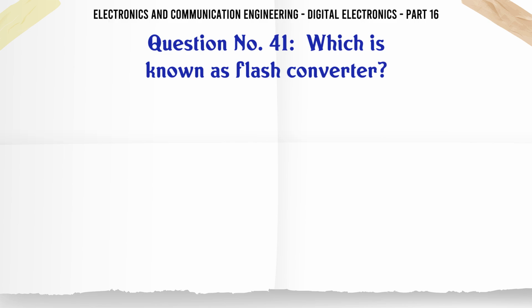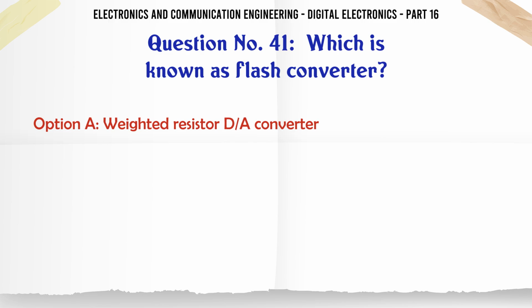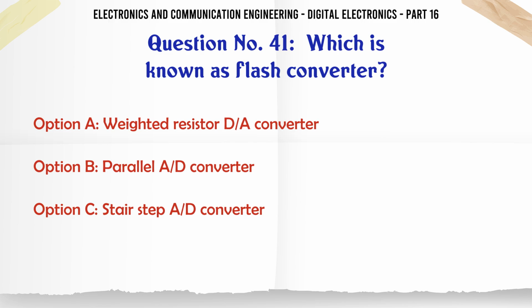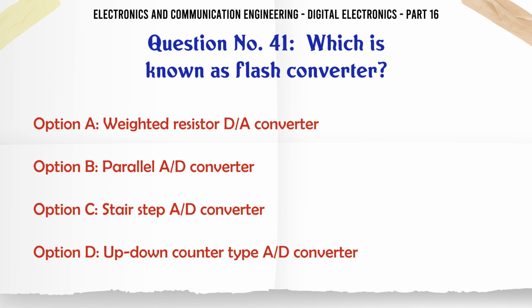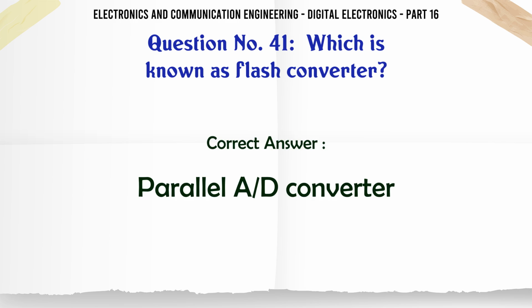Which is known as a flash converter? A. Weighted resistor DA converter, B. parallel AD converter, C. stair-step AD converter, D. up-down counter type AD converter. The correct answer is parallel AD converter.